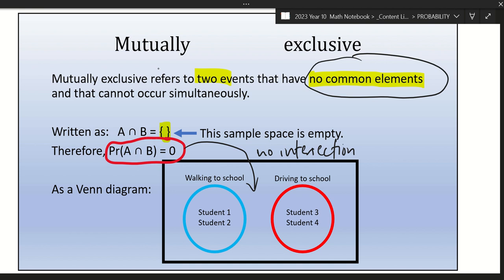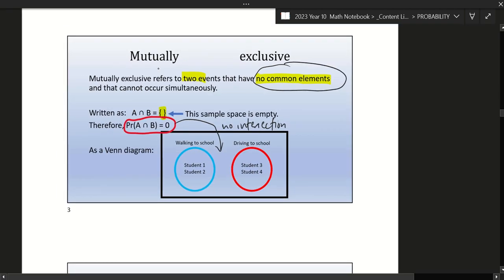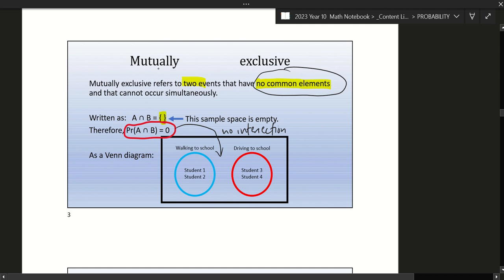Okay, nothing in common, no intersection. Sorry about the writing, it's a bit horrible. But you can see that there's no intersection. They don't have anything in common whatsoever. All right, so remember that for when we say mutually exclusive.